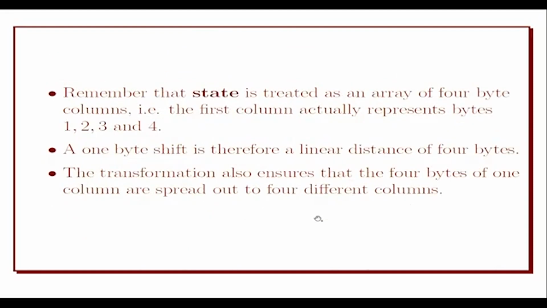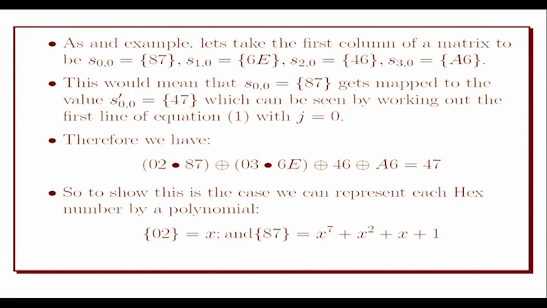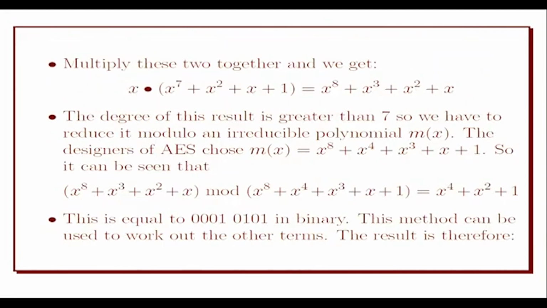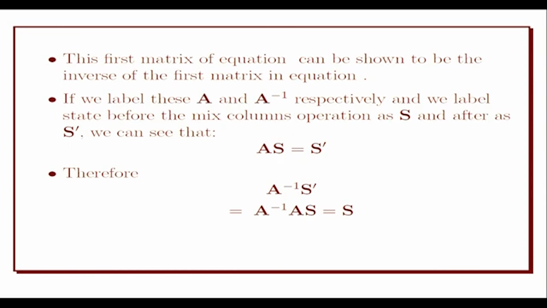And then we have to talk about the inverse for the mix column operation. The mix column operation is basically this: we take individual columns and multiply them by this matrix to convert them into a new column. For the inverse, we take the inverse matrix of this, and it gives us the inverse mix column. So, this is basically matrix inversion we are doing.